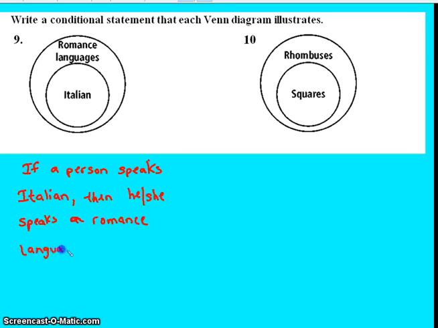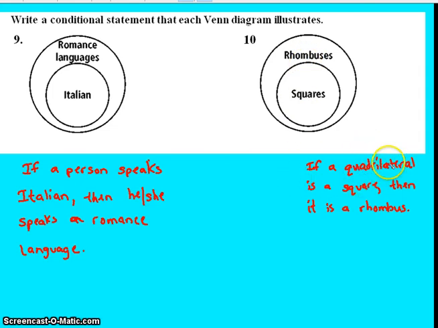All right, what I want you to do is push pause and try to do number 10 by yourself, and then check your answer. Number 10: if a quadrilateral is a square, then it is a rhombus, because all squares are considered rhombuses. And you may not have used the word quadrilateral.